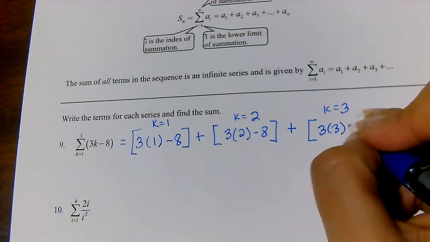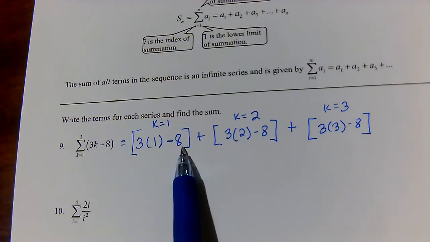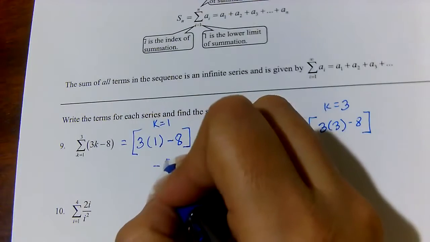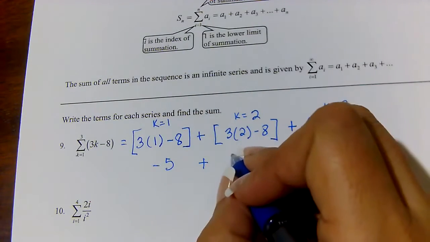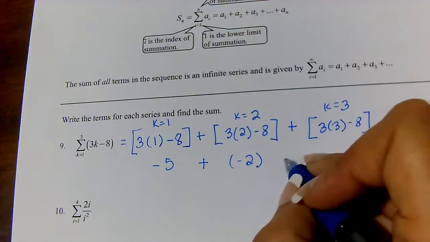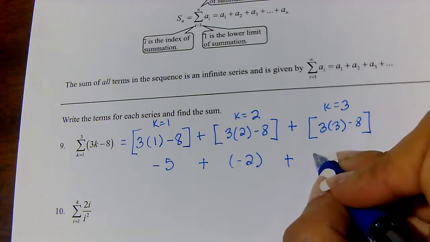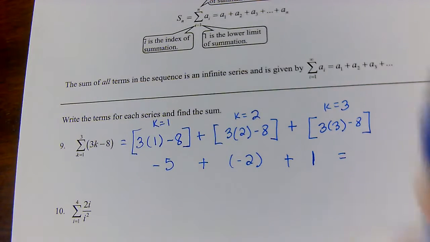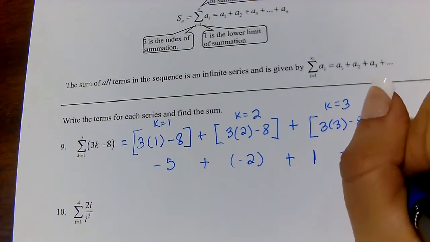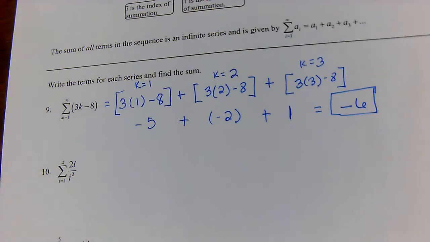3 times 3 minus 8. Okay, let's go ahead and figure all this out. 3 minus 8, well, that's negative 5. Plus 6 minus 8, that's negative 2. Plus 9 minus 8, that's going to be 1. And then we're going to say negative 7 plus 1, that comes out to negative 6. So our first answer is just going to be negative 6. Okay, when we add up all those individual terms, we get a negative 6.